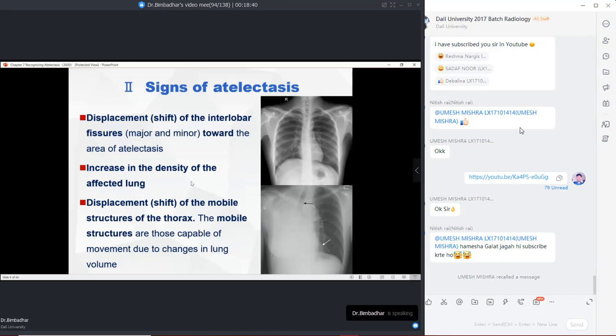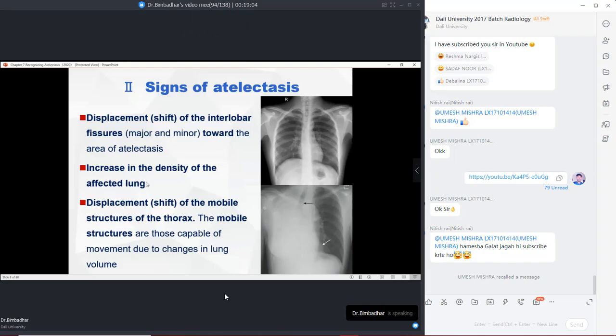And at the same point of time, I think yesterday somebody was asking me, sir, how could we actually recognize if there is only a single lobar atelectasis? Yes, this is the sign how I can recognize: displacement of the interlobar fissure towards that area of atelectasis. We will see the pictures, but first try to understand the terms.